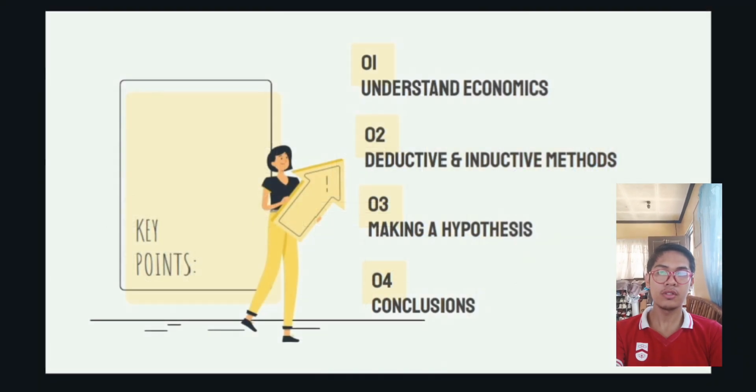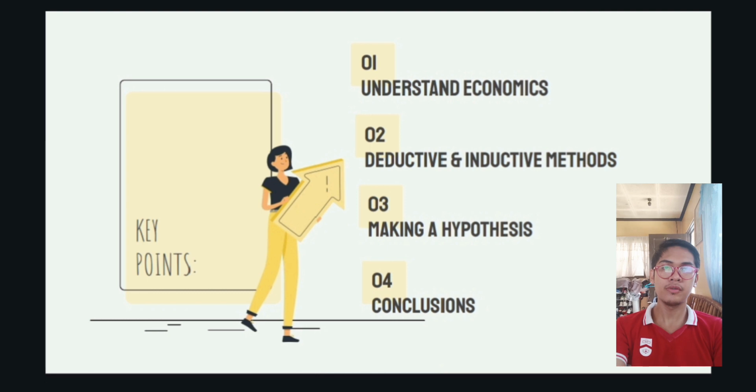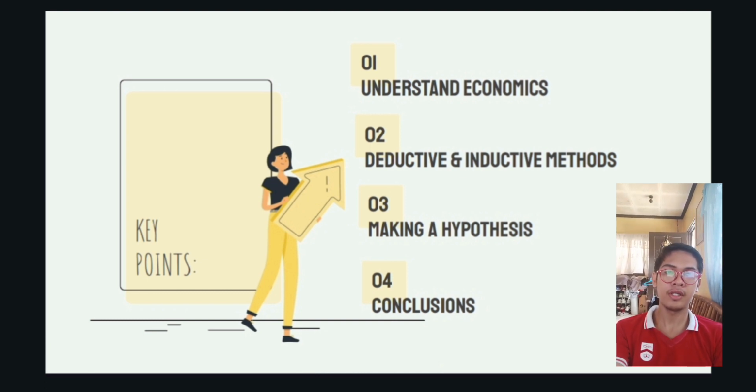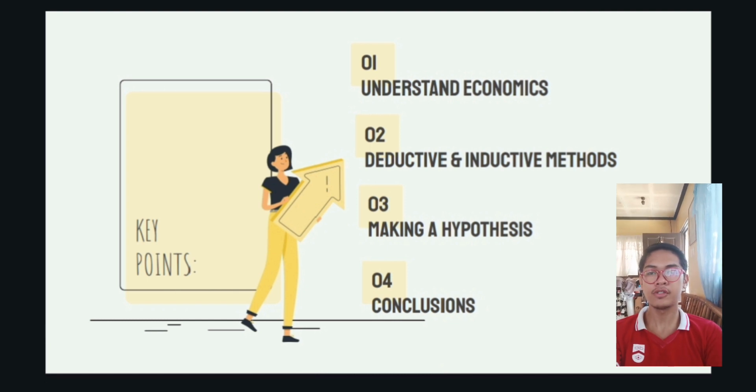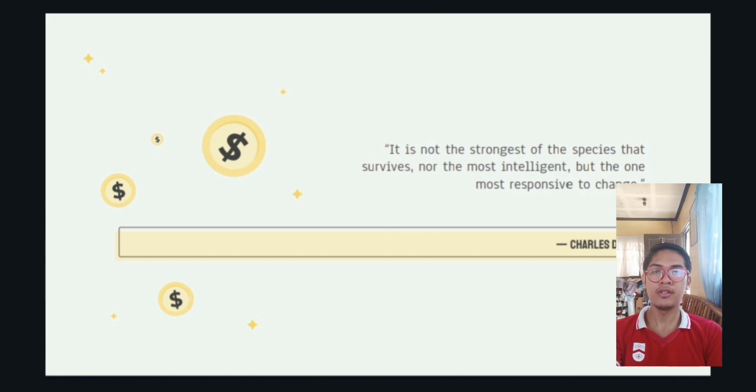Under these key points, number one, you will understand what economics is; also the methods, like deductive and inductive; number three, making a hypothesis; and number four is the conclusions. So we have here a short quote by Charles Darwin: It is not the strongest of the species that survives, nor the most intelligent, but the one most responsive to change. That's by Charles Darwin.